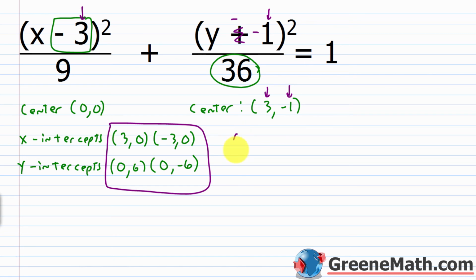So if I take 3, 0 and I shift it 3 units to the right and 1 unit down, I would get 6, negative 1. If I take negative 3, 0 and shift it 3 units to the right and 1 unit down, I would get 0, negative 1. If I take 0, 6, and again shift it 3 units to the right and 1 unit down, I would get 3, 5. And lastly, if I take 0, negative 6, and shift it the same way, I would get 3, negative 7.